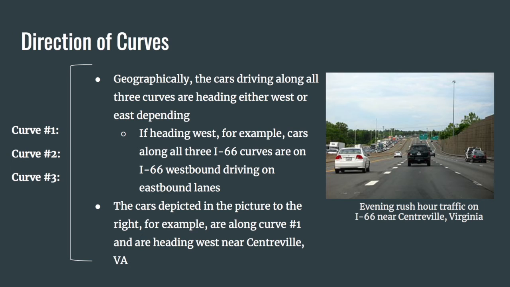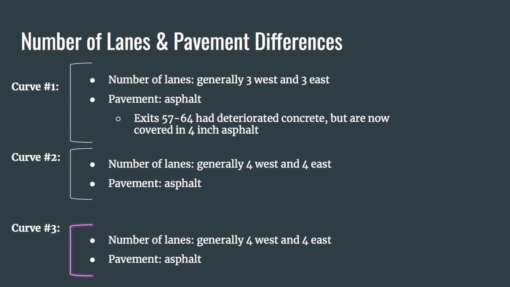near Centerville, Virginia. In terms of curve number 1, the number of lanes is generally 3 heading in the west direction and 3 heading in the east direction. The pavement is asphalt with the exception of exits 57 through 64, which previously had deteriorated concrete but are now covered in 4-inch asphalt. In terms of curve number 2 and curve number 3, the number of lanes is generally 4 heading in the west direction and 4 heading in the east direction. Furthermore, the pavement type is asphalt for both of these curves.